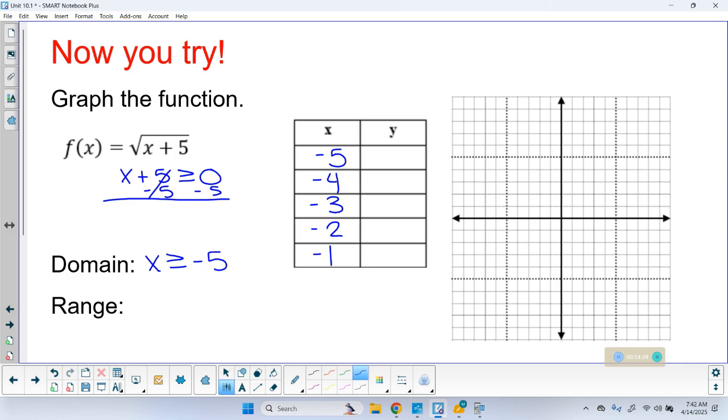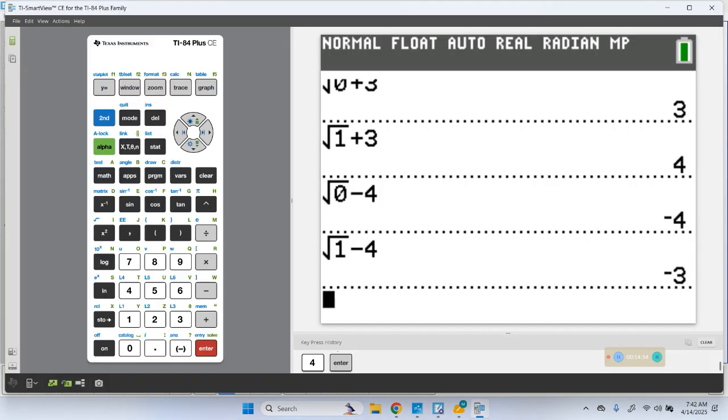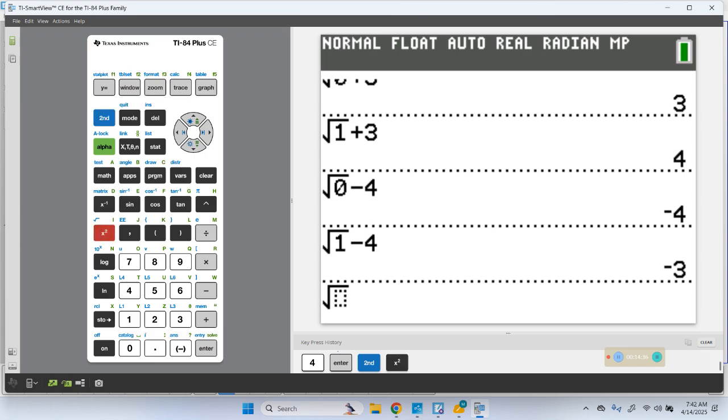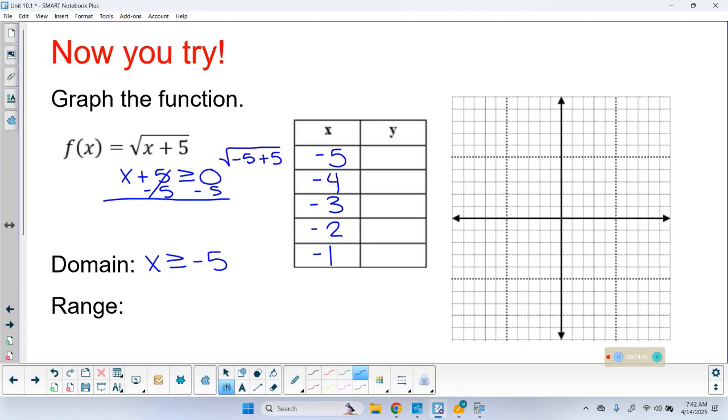Then we can plug in these numbers. So if we plug negative 5 into x, we're going to have the square root of negative 5 plus 5, because remember, everything is underneath of that root. So in our calculators, square root, negative 5 plus 5, hit enter, and you get 0 for your y value. Okay? So if we plug in negative 4, we would get 1. If we plug in negative 3, about 1.4. Negative 2 will be about 1.7. And if you plug in negative 1, we'll get 2.